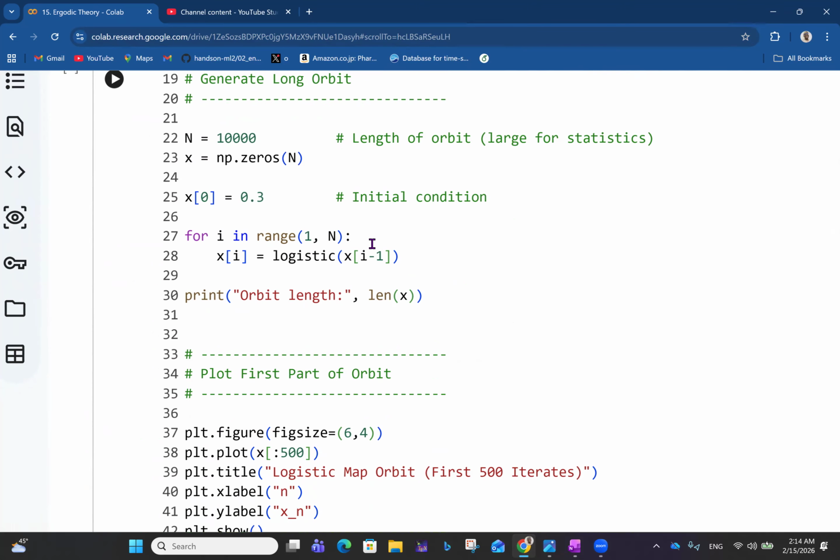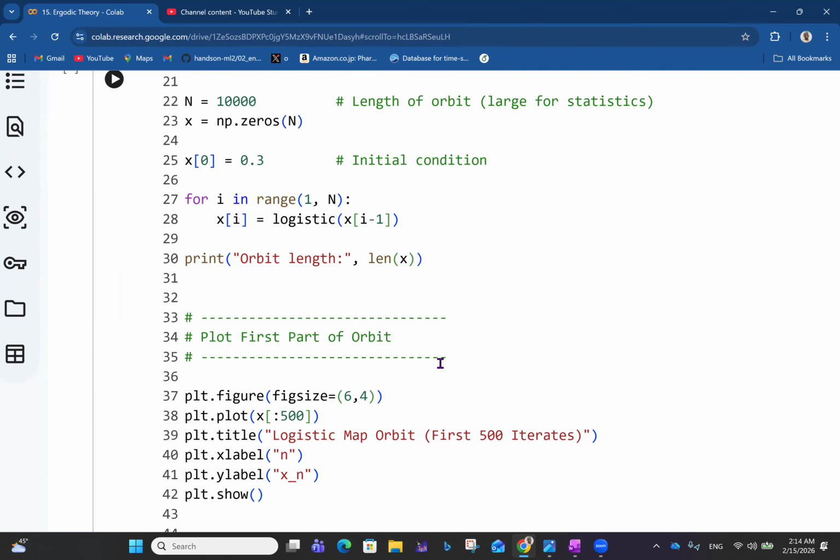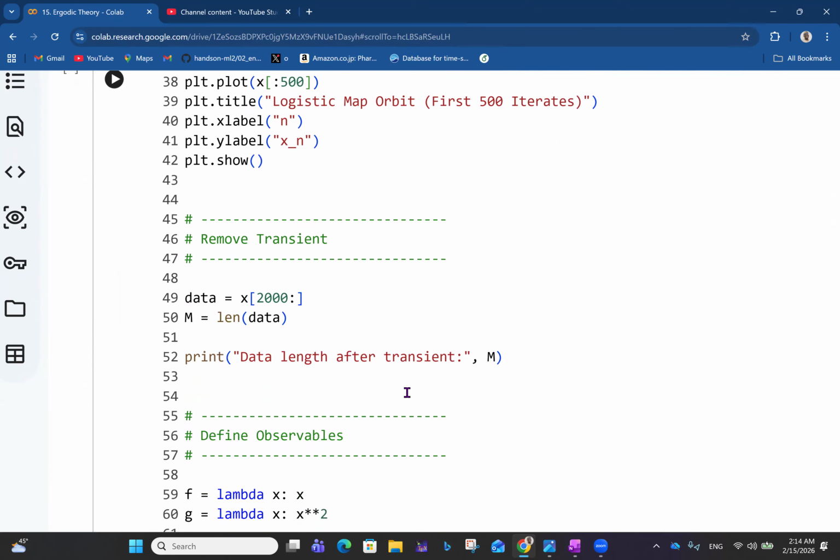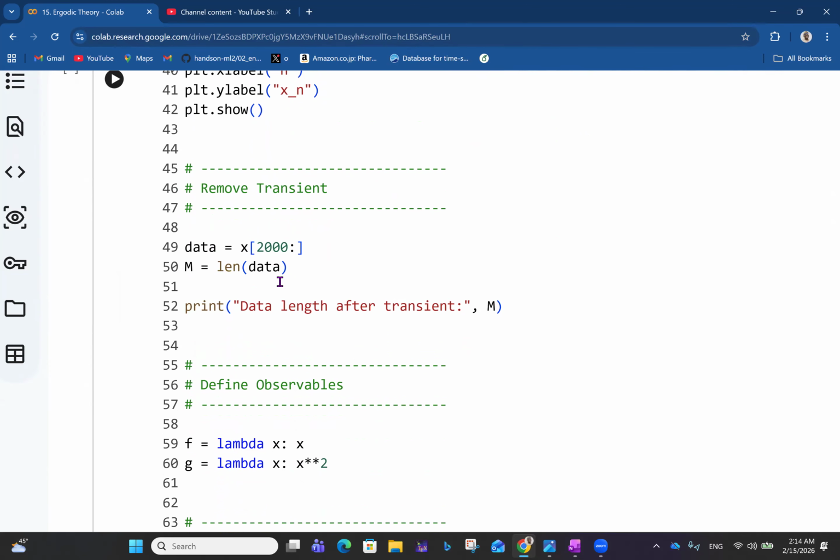So for i in range 1 to n, we have x_i equals logistic of x_{i-1}. And then we print the orbit length, that's the length of x. And then we plot the first part of the orbit of the logistic map, that's the first 500 iterates. Then we remove the transient here. We have data as x from 2000 to the end, and m is the length of the data. Then we print the data length after transient.